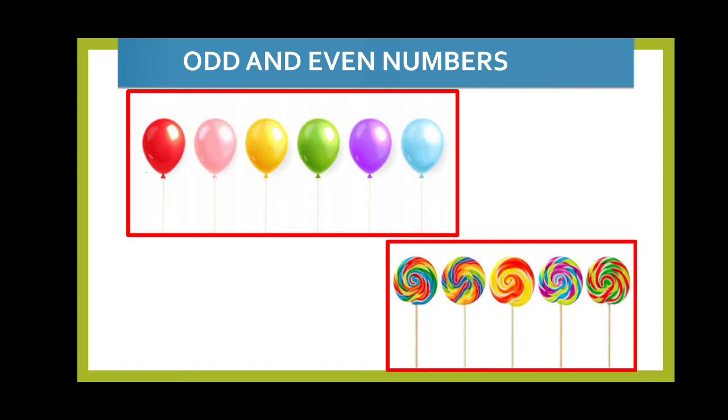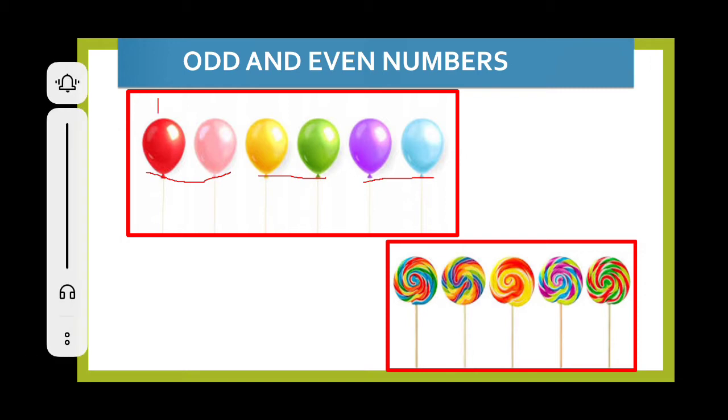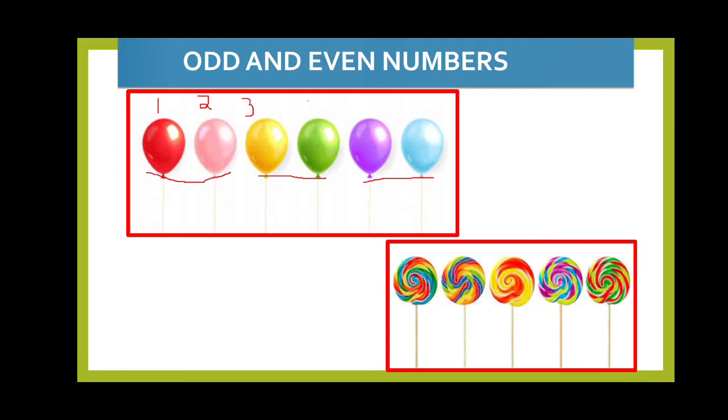So the first 2 balloons can make a pair, and in the same way the second 2 balloons also can make a pair, and the next 2 balloons also can make a pair. So let us count total how many balloons we have. 1, 2, 3, 4, 5 and 6. So total we have 6 balloons in the first picture.